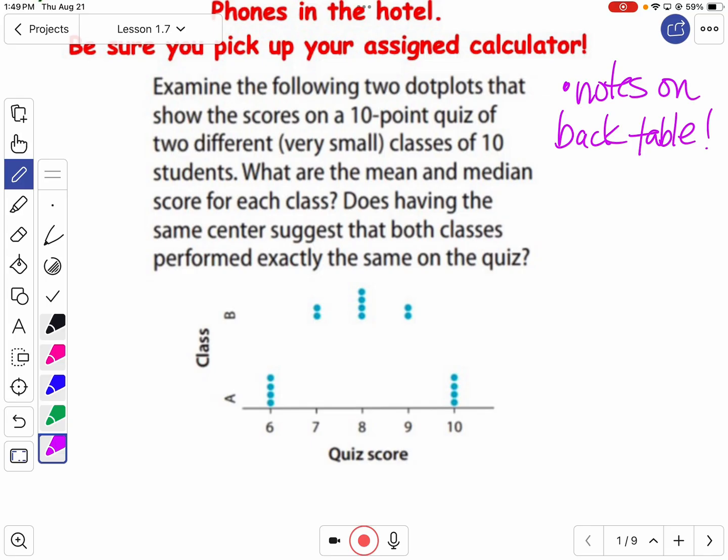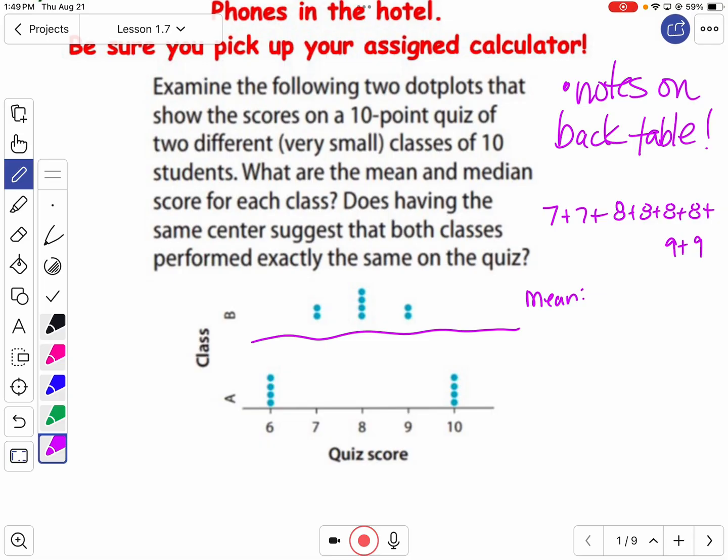Now, this is a small set of data. It'd probably be easier just to calculate the mean and the median versus putting it in our applet like we did yesterday. Okay? So if we look at this first one right here, I'm going to look at Class B. They have 7, 7, 4 eights, and 2 nines.